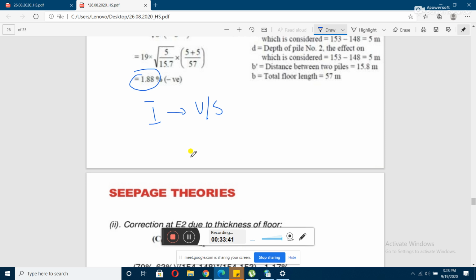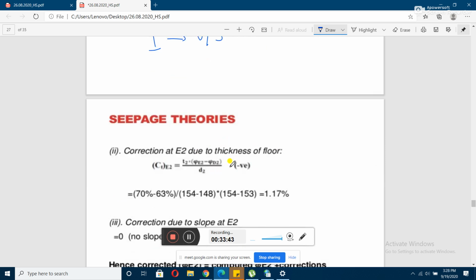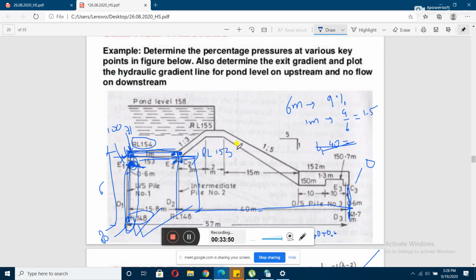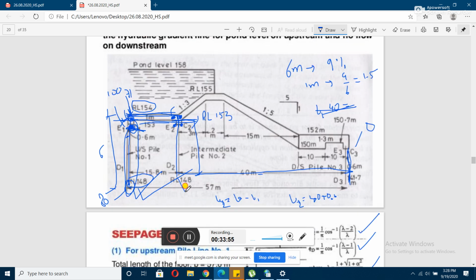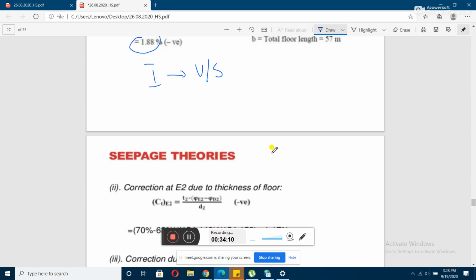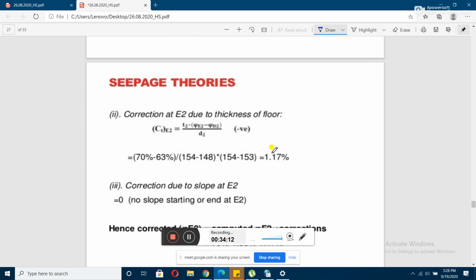Okay, next is the correction for the thickness of the floor. Similarly we will do it through the unitary method only, because we know this value, which has also been calculated. So for 1 meter depth, what will be the value? Here we will be able to get it. So as this is on the upstream side, the value here turns out to be, look, it is phi c.